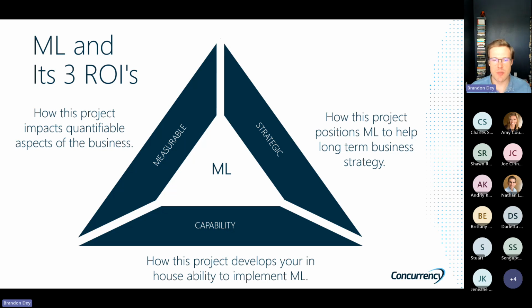A strategic ROI is really how the project positions machine learning to help your long-term business strategy, right? And then you have capability ROI. This is becoming more and more important as organizations look to develop their in-house capability to build AI solutions. This ROI is about measuring how the project itself positions you to upskill in this new technology.